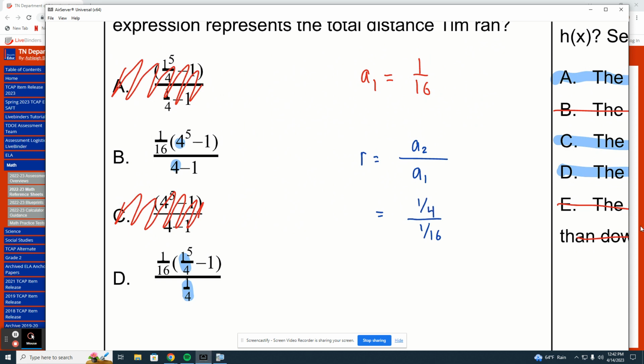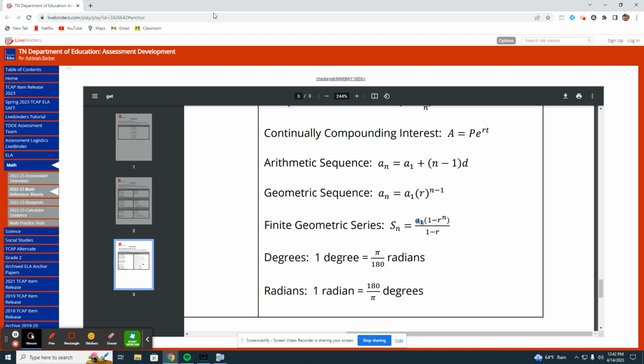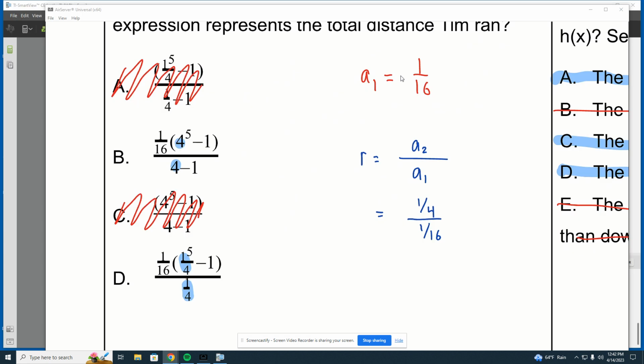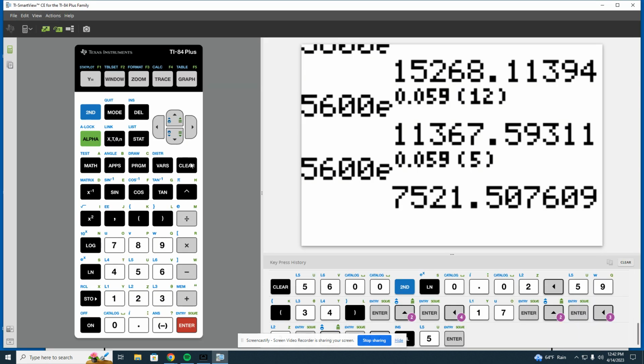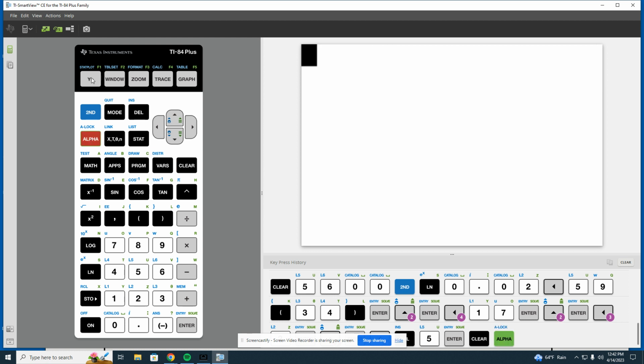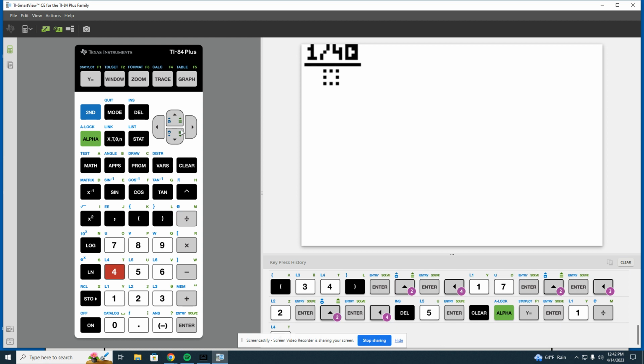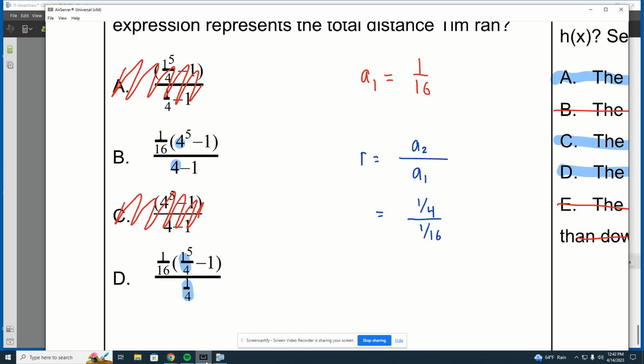So if I go back to my calculator and I do alpha y equals number 1, and I put 1/4 up top over 1/16 in the bottom, what does my common ratio have to be? So guys, which one has to be my correct answer?